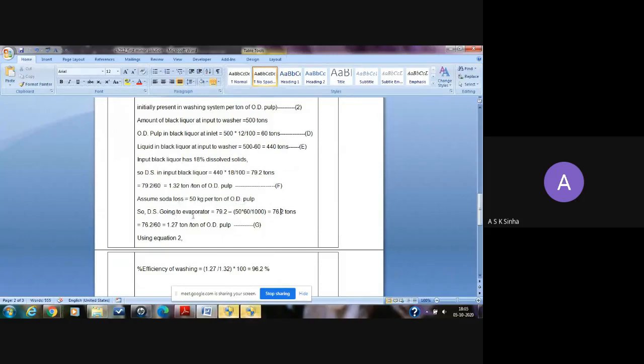So the dissolved solid going to evaporator will be the total dissolved solid, 79.2 tons, minus 50 multiplied by 60, which is the amount of the pulp. So 50 into 60 divided by 1000. We divide by 1000 to convert the kg to tons, because 1 ton is equal to 1000 kg. So once we divide the kg by 1000, it is converted to tons. So it will be 50 multiplied by 60 divided by 1000, and it will be coming to 76.2 tons here.